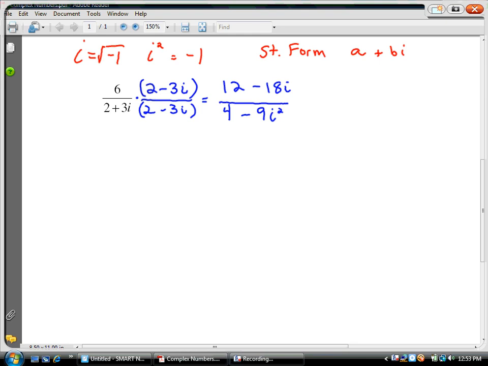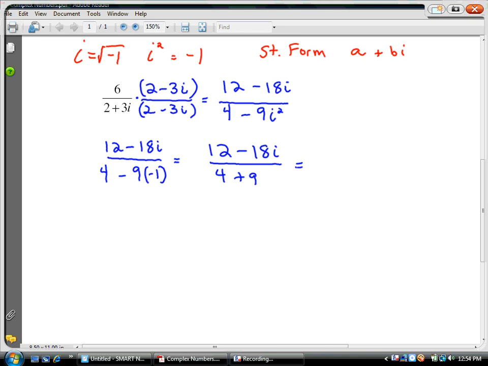Now, i squared is good because now we know i squared is -1. So I'm going to rewrite this expression and fill in the -1. So we end up with 12 minus 18i over 4 minus 9 times negative 1. Simplifying that further, we end up with 12 minus 18i all over 4 plus 9, which as we know is 13. 12 minus 18i over 13.